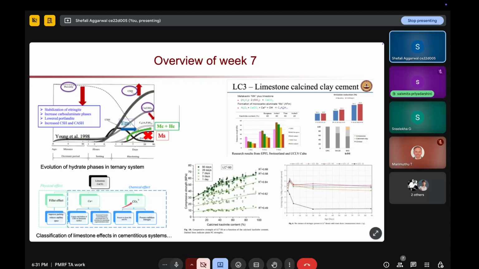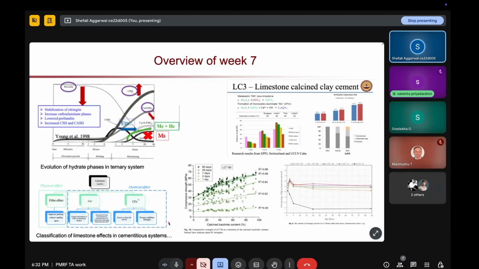It will accelerate the C3S hydration. Okay. And another thing is the increase in carbonates. The increase in carbonates will result in the formation of HC and MC, more than in ettringite formation. So it will increase the formation of HC and MC, and it also stabilizes the formation of ettringite in our concrete system, cementitious system.